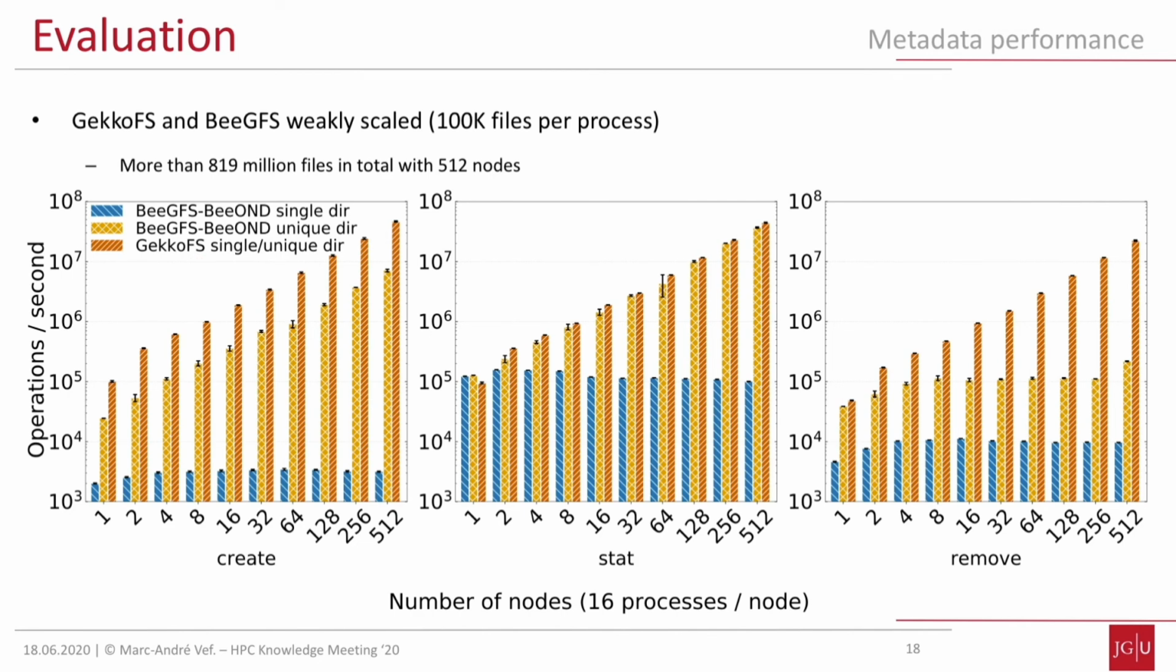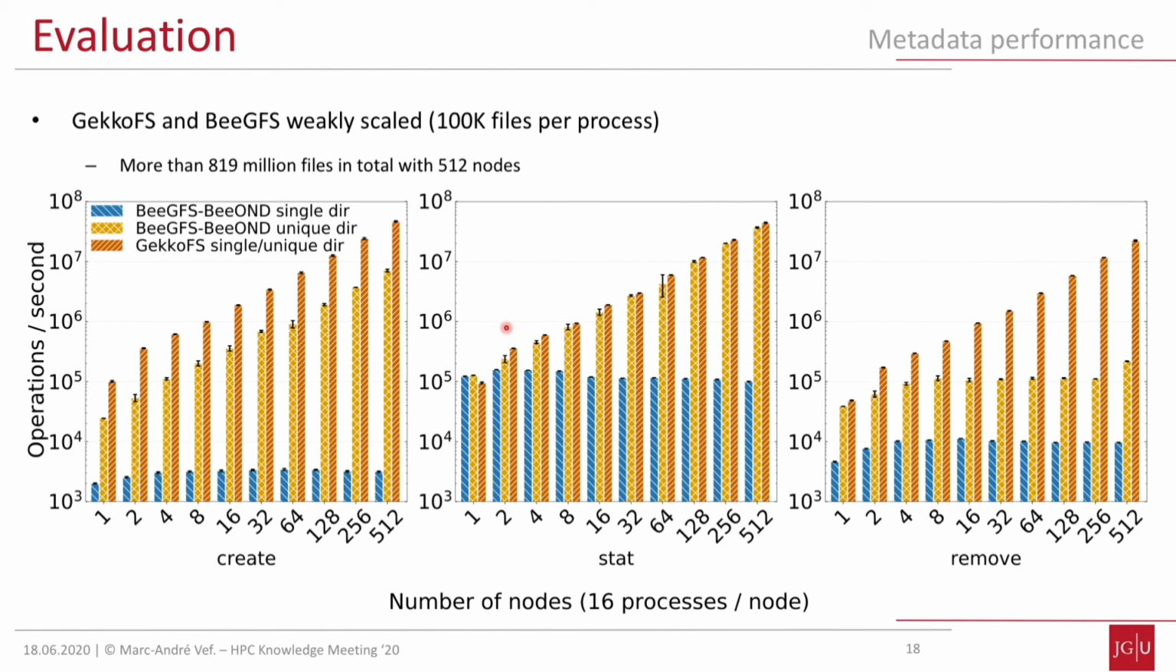Now, if we first look at the create performance, here on the y-axis, measured in operations per second on a logarithmic scale, we see that GekkoFS and BGFS, in the case of the unique dir, are scaling linearly with the number of nodes. In the single dir case, BGFS stagnates already at 4 nodes because only a single metadata server is used in that case, so it's not utilizing all of the metadata nodes that are available. At 512 nodes, GekkoFS reaches up to 46 million creates and has over 6 times higher throughput than in the BGFS case.